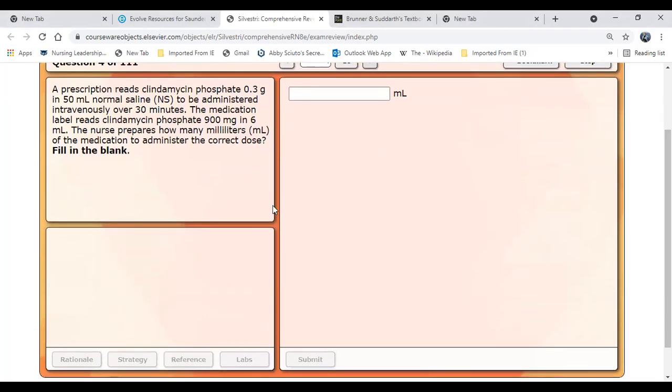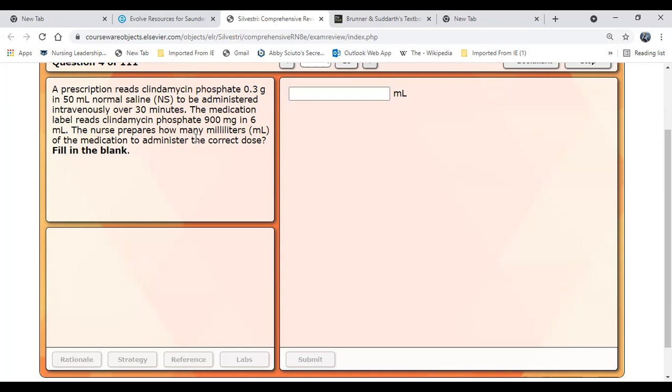Okay, so here it says the nurse prepares how many mLs of medication to administer the correct dose. So again, we have to know what the doctor ordered versus what we have on hand. We have a prescription which reads clindamycin phosphate 0.3 grams in 50 mLs of normal saline to be administered over 30 minutes. The label reads 600 milligrams in 6 mLs. So our order is 0.3 grams, and what we have on hand is 900 milligrams per 6 mLs.